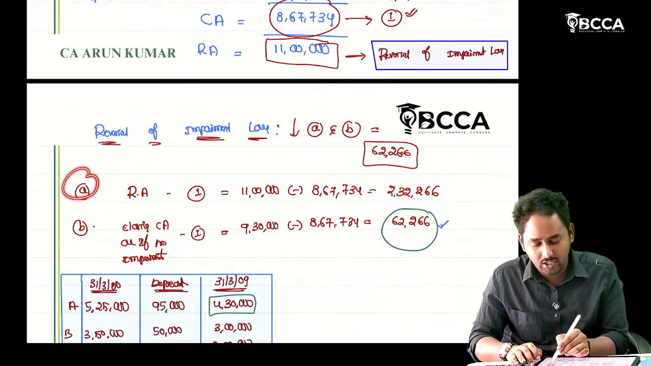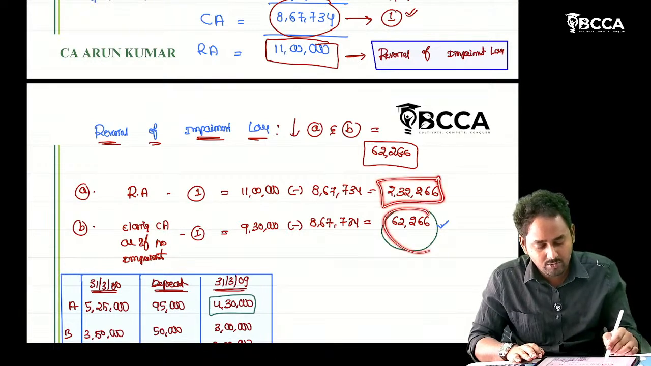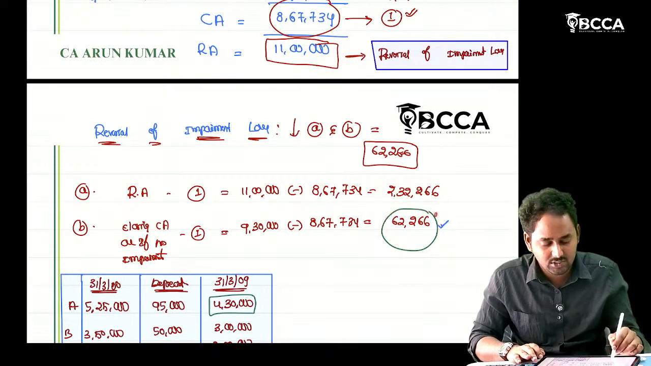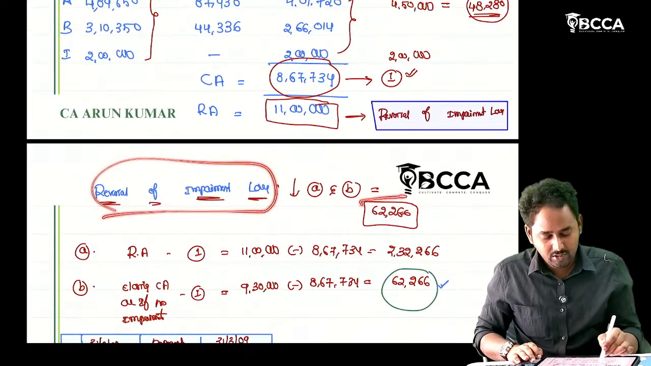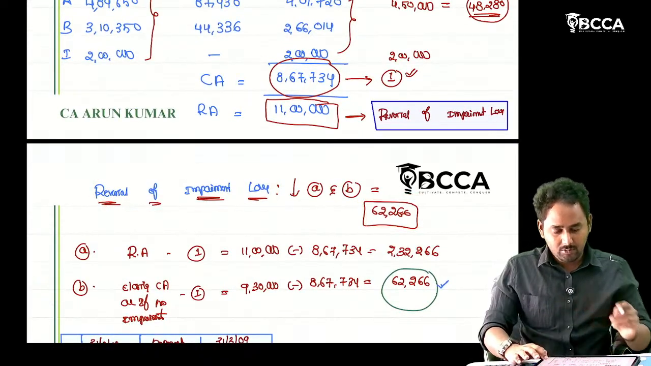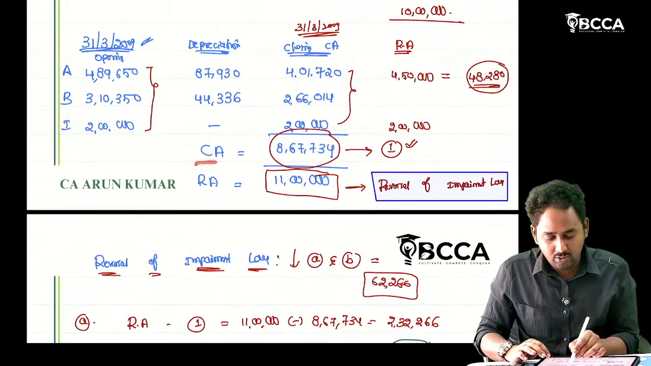So I got A and B. What is the reversal of impairment loss? The lower of 232,266 and 62,266, that is 62,266. Then you get the reversal of impairment loss 62,266. This is the reversal of impairment loss. It means it should be added to the carrying amount.